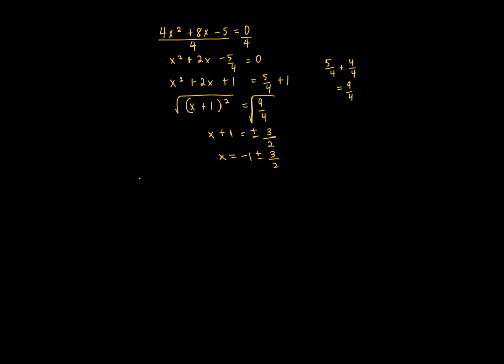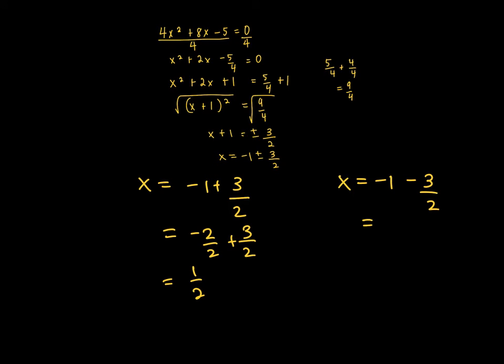Solving for x, we have x equals negative 1 plus 3/2, and that's going to give you negative 2/2 plus 3/2 equals positive 1/2. And then x equals negative 1 minus 3/2. You can do negative 2/2 minus 3/2, which will give you negative 5/2. So the solution set will be negative 5/2, 1/2.